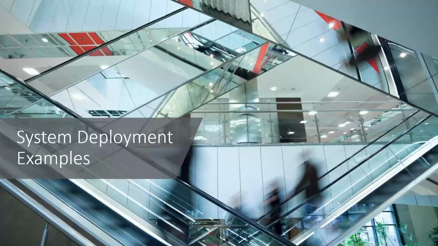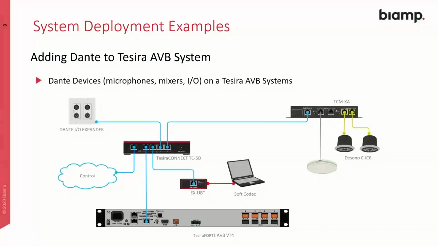So let's move on to some system deployment examples. First, we'll discuss adding a Dante device, or adding Dante in general, to a Tesira AVB system. Dante devices such as mixers or microphones or other I/O devices on a Tesira AVB system can easily be added simply by connecting that device to the existing AVB system via the TC5D.